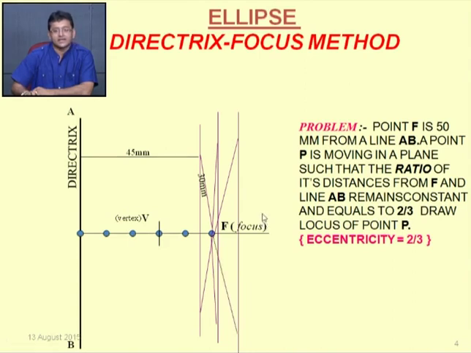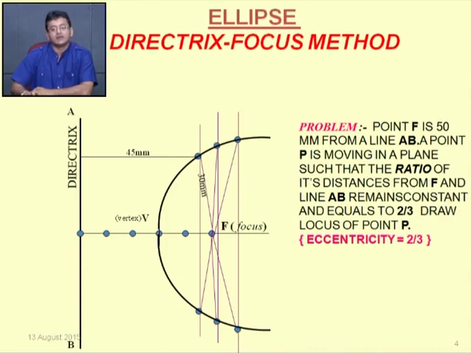Likewise in bottom of the axis, locate all these points which are at a distance of, having eccentricity of 2/3, and by joining these points we can get an ellipse.